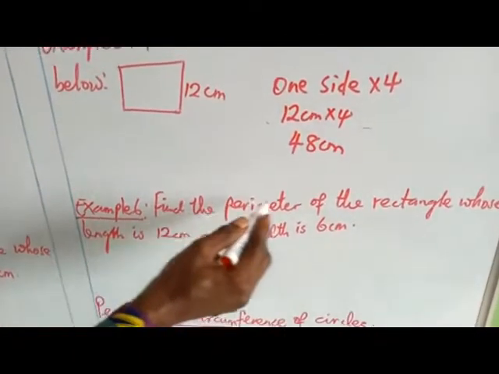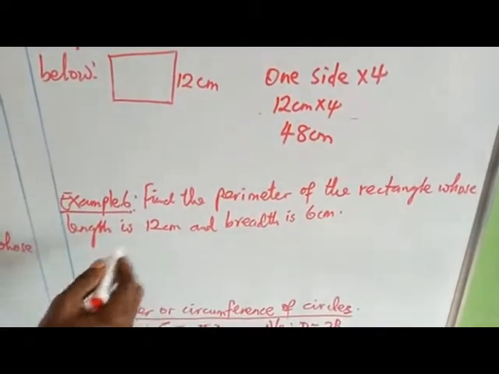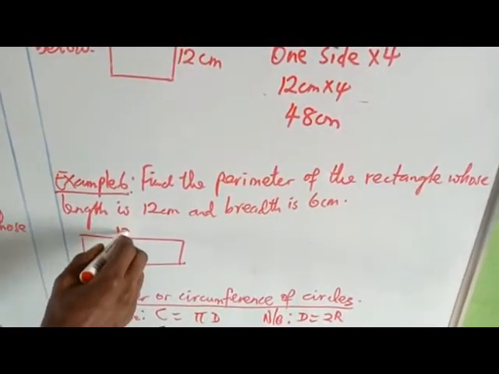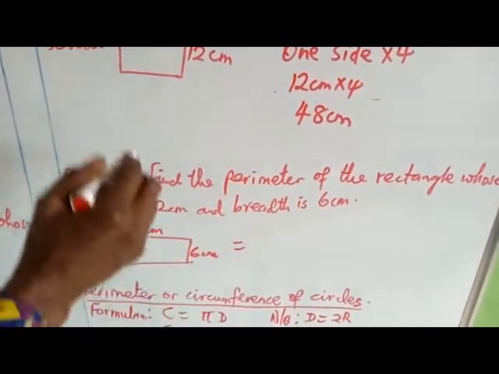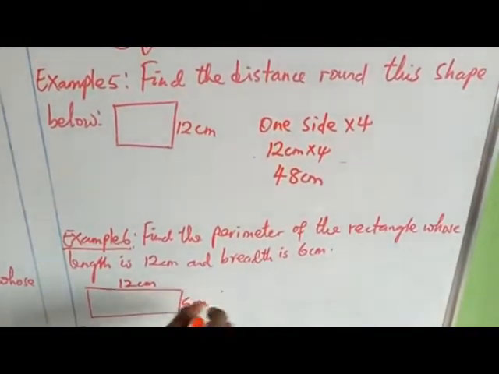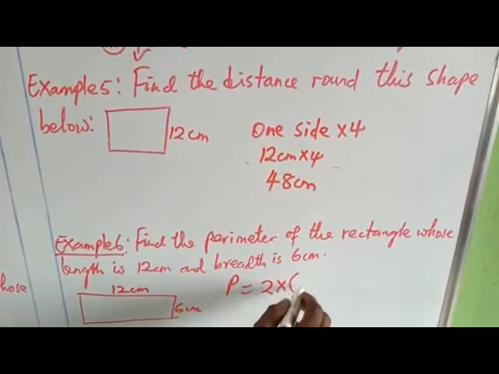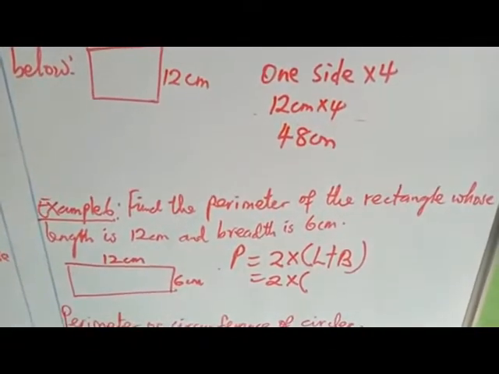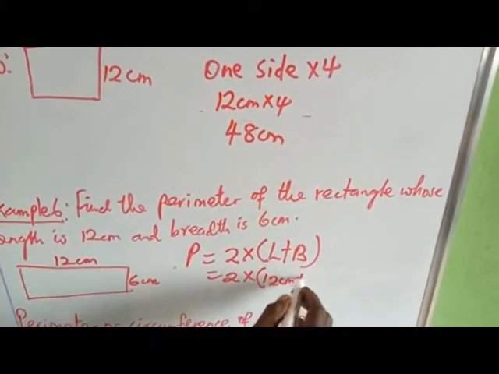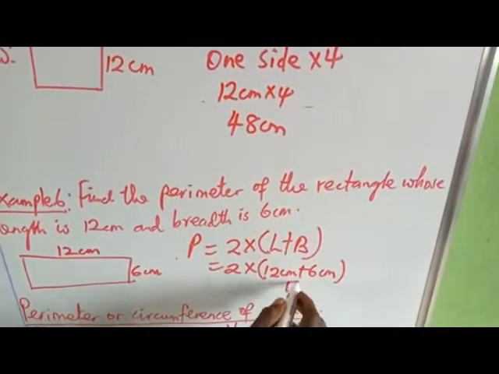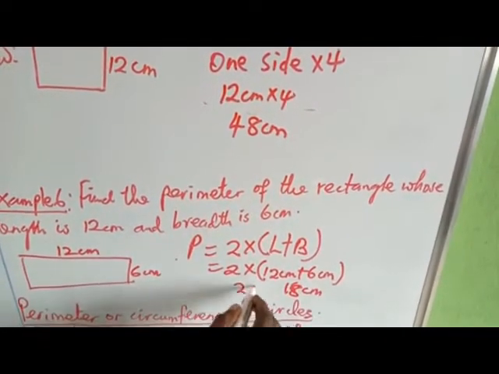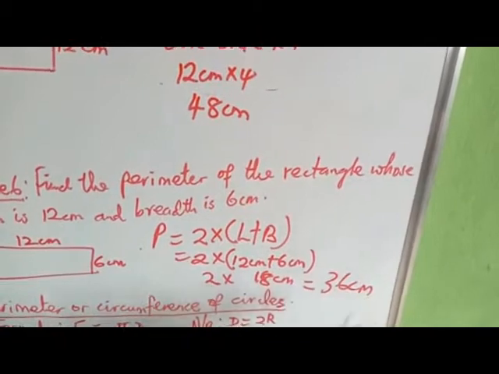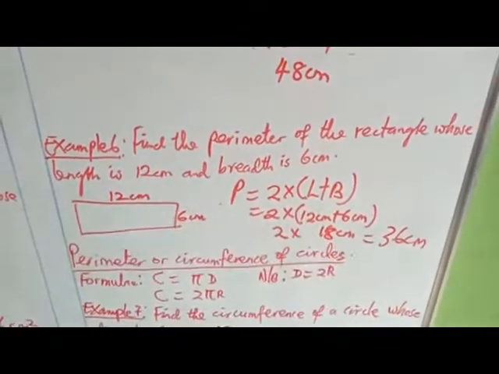Example 6. Find the perimeter of the rectangle whose length is 12 centimeters and breadth is 6 centimeters. This is a rectangle. Then we have here 12 centimeters, and here 6 centimeters. So I want to use this formula now. Perimeter equals 2 times (length plus breadth). So 2 times, what is my length? The length is the longest distance, which is 12, plus 6 centimeters. 12 plus 6 will give me what? 18 centimeters. So 2 times 18: 2 times 8 is 16, write 6, and 2 times 1 plus 1 is 3, so that is 36 centimeters. So the perimeter of this shape is 36 centimeters.